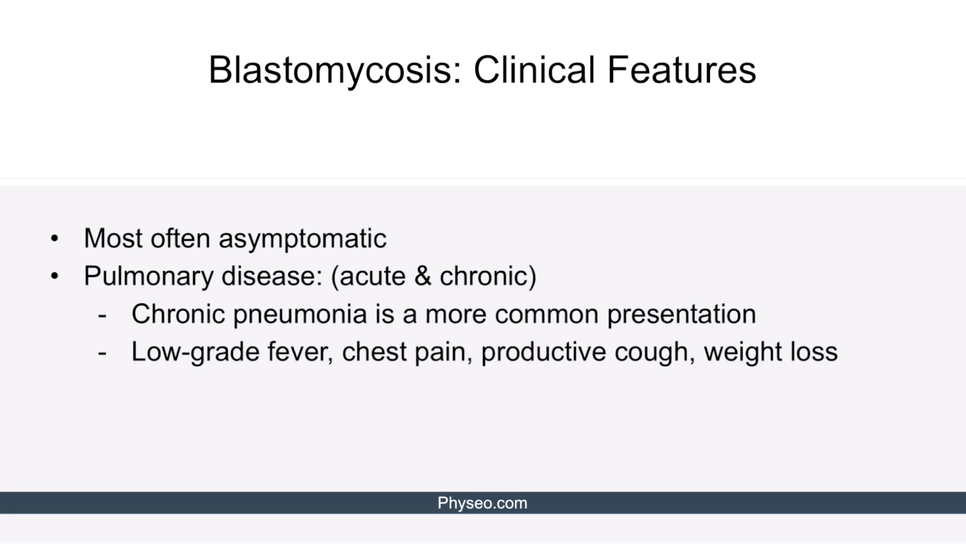Now, most infections of blastomycosis are asymptomatic. However, symptomatic patients may have pulmonary disease, and that can be acute or chronic. Now, chronic pneumonia is a more common presentation, actually. So in these instances, the patient will usually present with a low-grade fever, chest pain, productive cough, and even weight loss. So that was pulmonary disease.